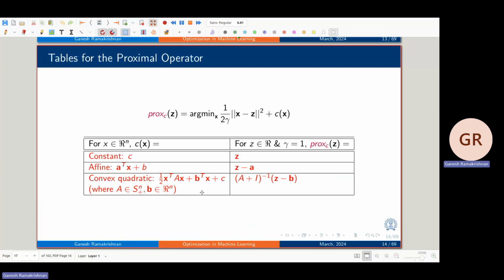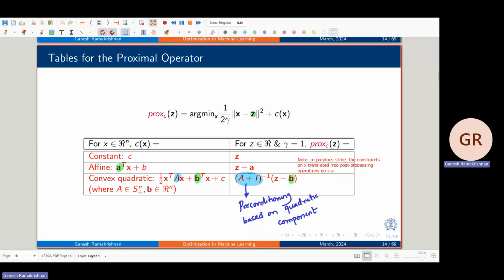And the next table will be compositions, right? So all you need to do is add A to an identity and take an inverse of this. Basically, this is a rotation. The z minus b is exactly like in the affine case. You're just shifting the z by b.